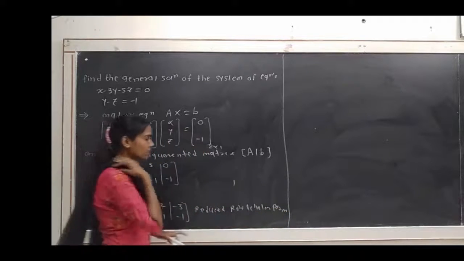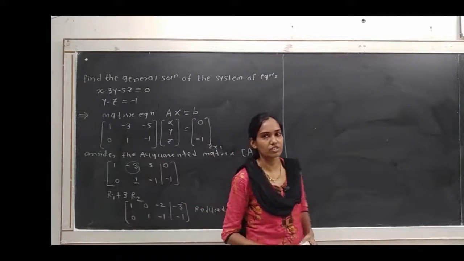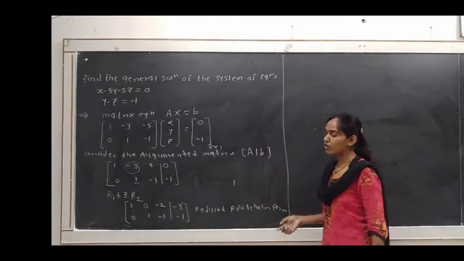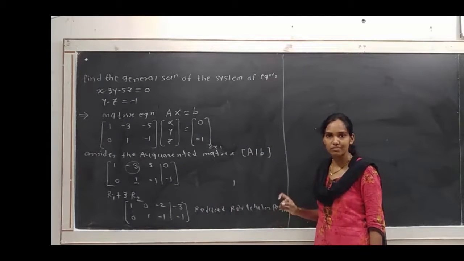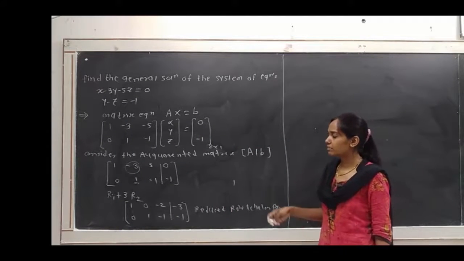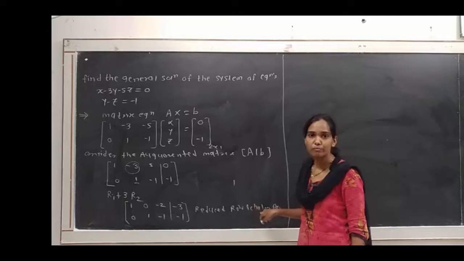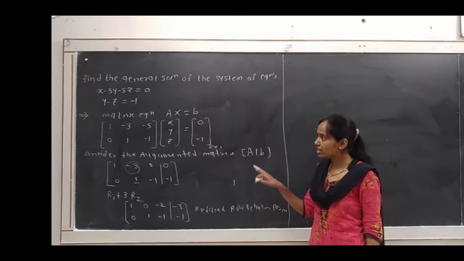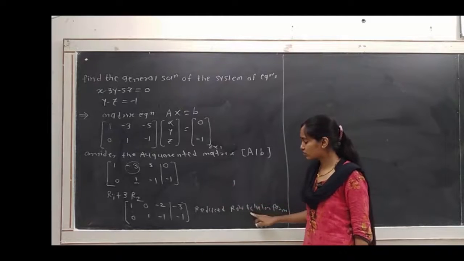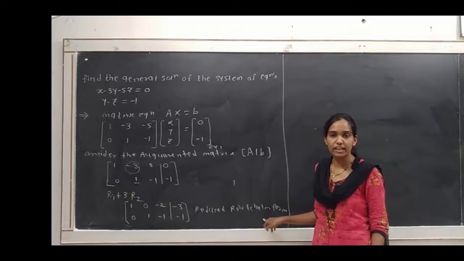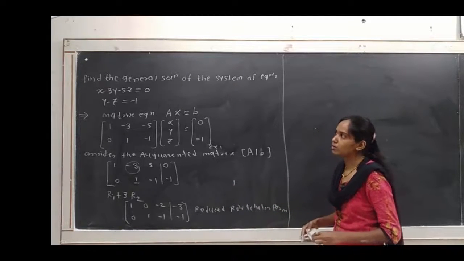If the question does not specify whether to apply the echelon form or the reduced row echelon form, then we always convert the given matrix into the reduced row echelon form, because by converting the given augmented matrix to the reduced row echelon form, we get the solution of the system of equations directly.